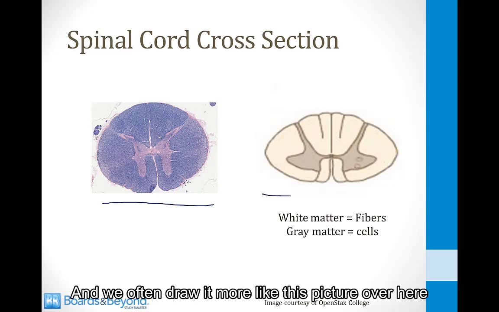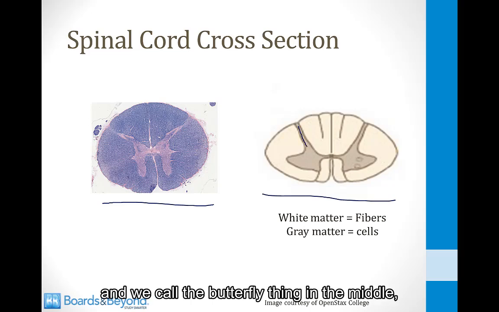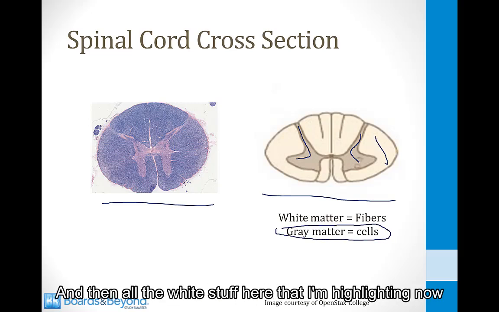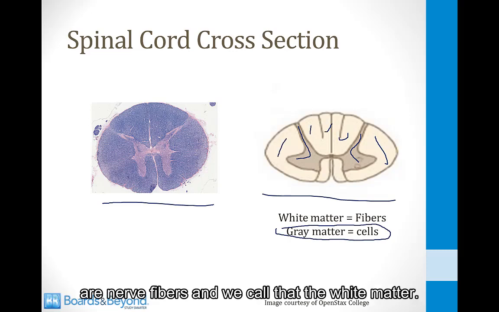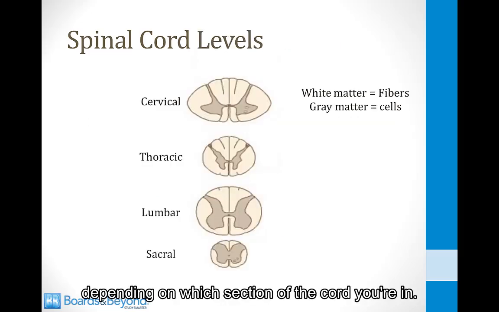Now we often draw it more like this picture over here on the right side of the screen, and we call the butterfly thing in the middle that I'm highlighting here with my pen, we call that gray matter, and that's composed of cells. And then all the white stuff here that I'm highlighting now are nerve fibers, and we call that the white matter. The gray and white matter have different appearances depending on which section of the cord you're in.